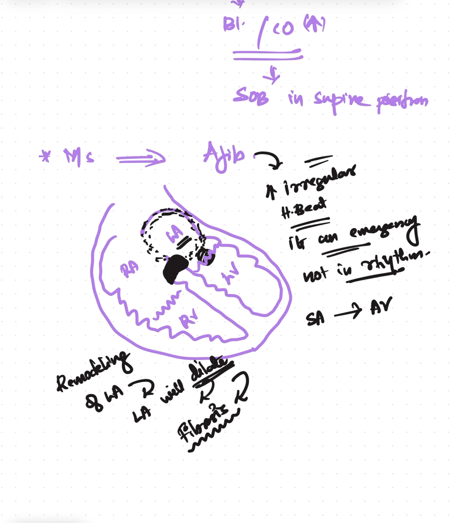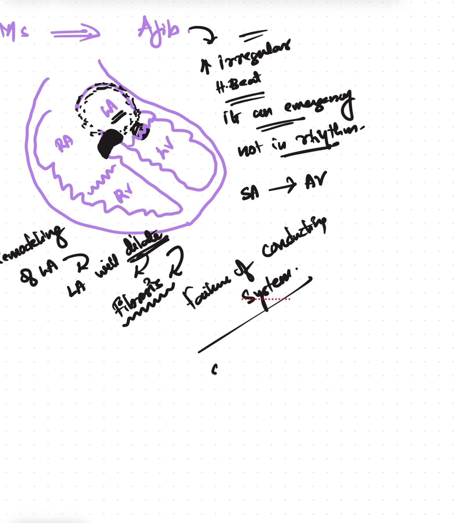Then once fibrosed, it can't conduct the electrical impulse properly. Then it will lead to failure of the conducting system. Hence, conduction from the SA node to the AV node will not happen properly. So the patient will land with AFib. Okay, now we understood why AFib.